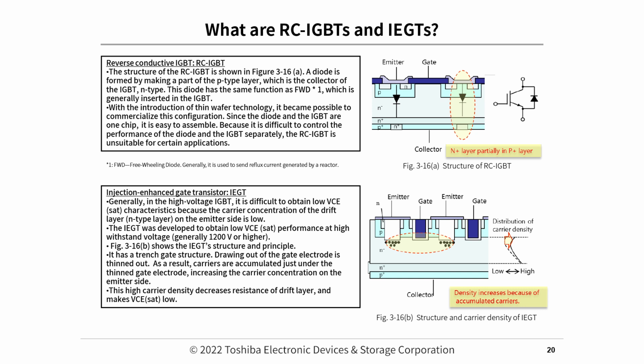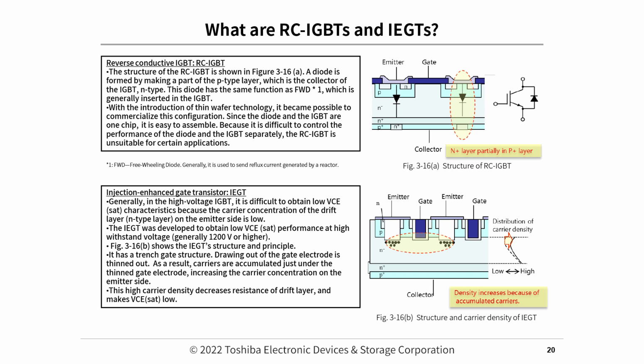With the introduction of thin wafer technology, it became possible to commercialize this configuration. Since the diode and the IGBT are one chip, it is easy to assemble. Because it is difficult to control the performance of the diode and the IGBT separately, the RC IGBT is unsuitable for certain applications. Injection enhanced gate transistor, IGT.